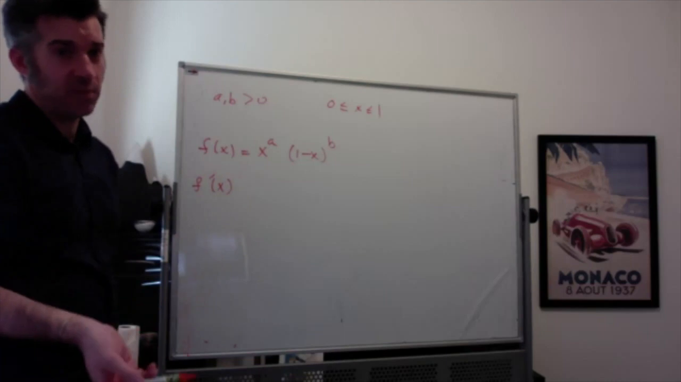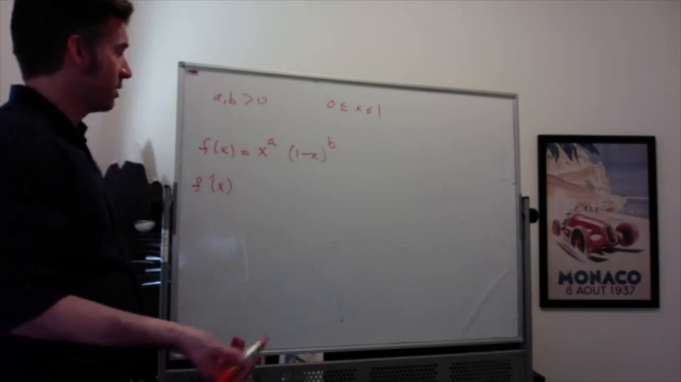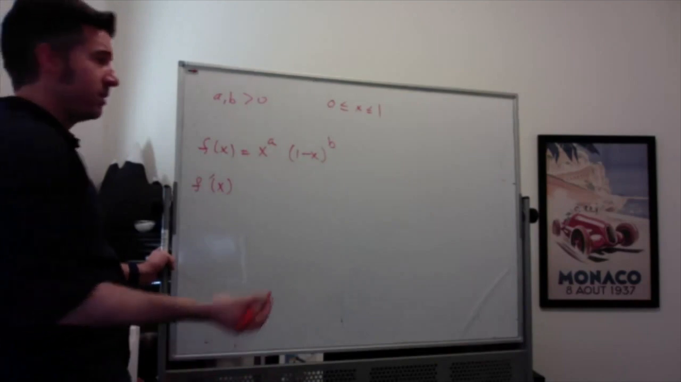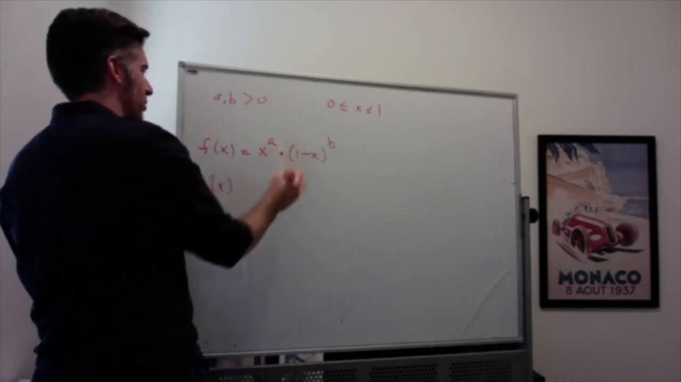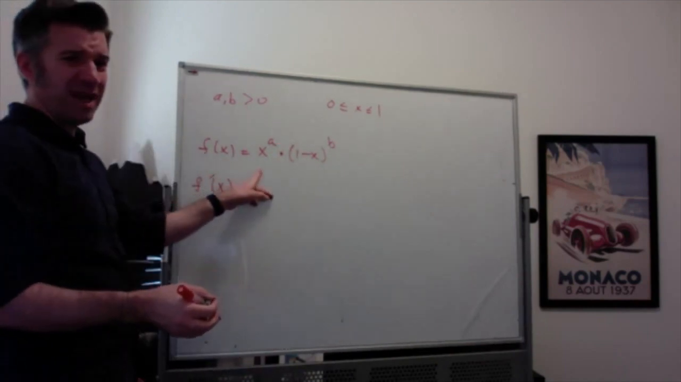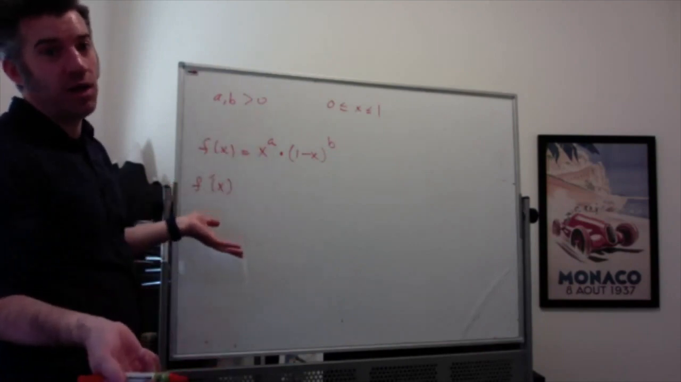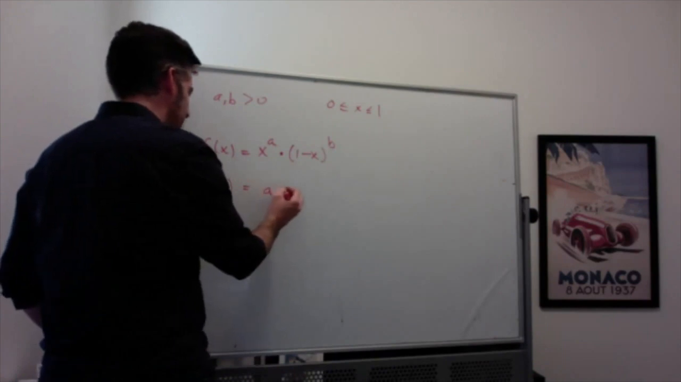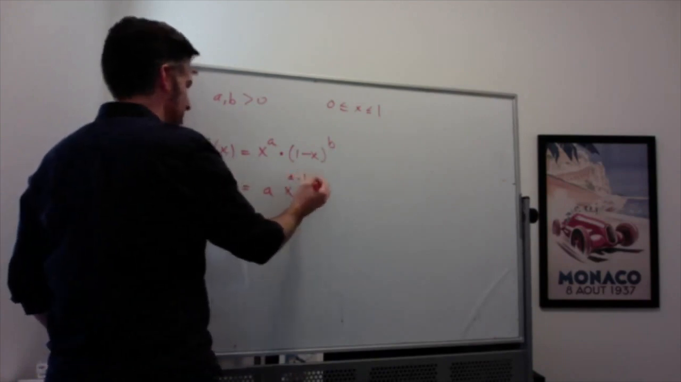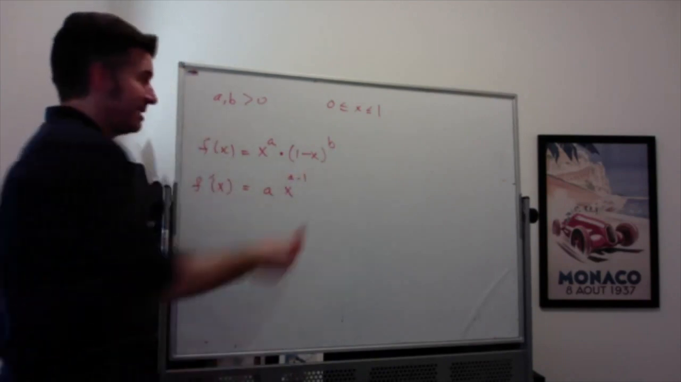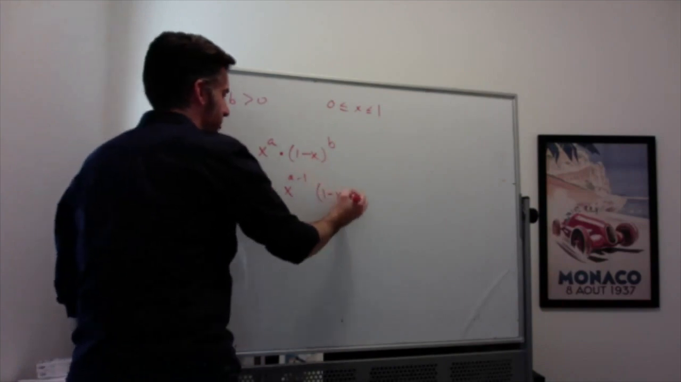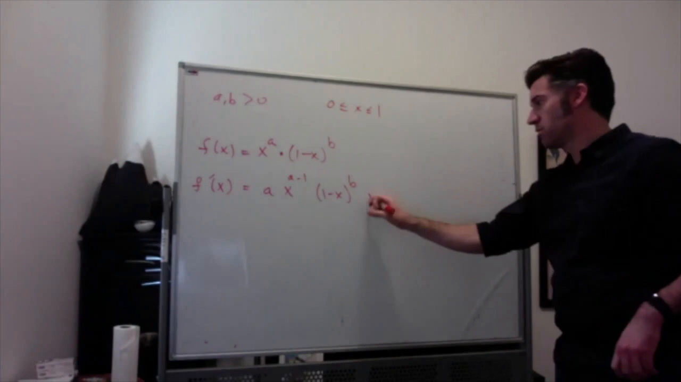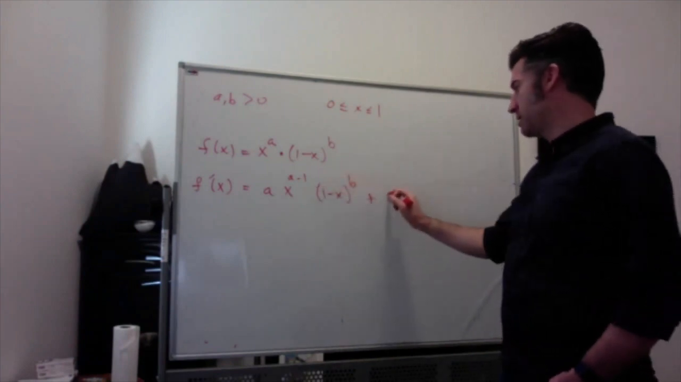To maximize this, we take the derivative and set it equal to 0. I'm going to have to use the product rule. What's the derivative of x to a power? What's the derivative of x cubed? It's 3x squared. What's the derivative of x to the a? It's a times x to the a minus 1, times this. And then we switch it, and I get x to the a.